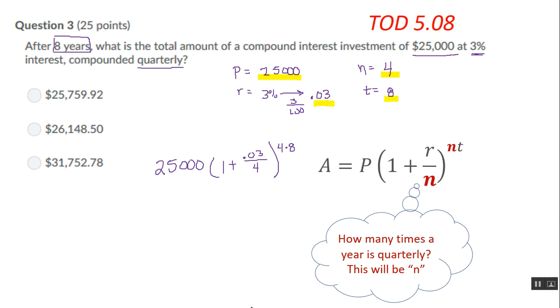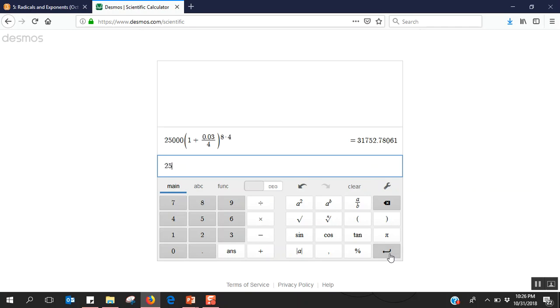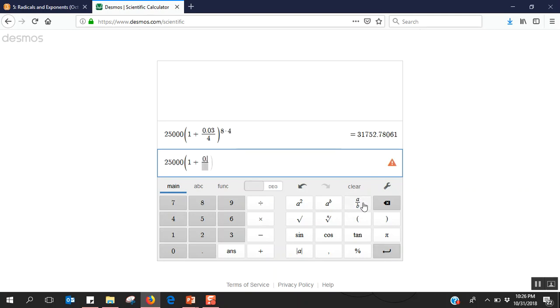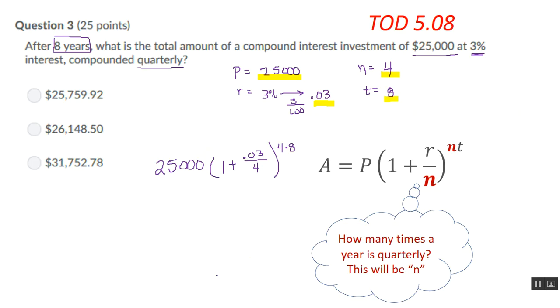So now I'm going to take this into Desmos and type this in. As you can see, I already typed it in, but I'm going to type it in one more time to show you. So $25,000, parentheses 1 plus, I hit the A over B button for my fraction, so 0.03 over 4. Close the parentheses, and now I'm going to do my exponents. 8 times 4, and I get my answer. $31,752.78. That's how much I'm going to have from my investment.